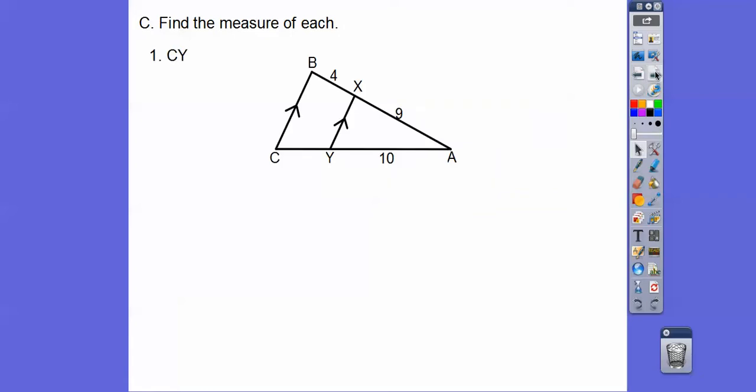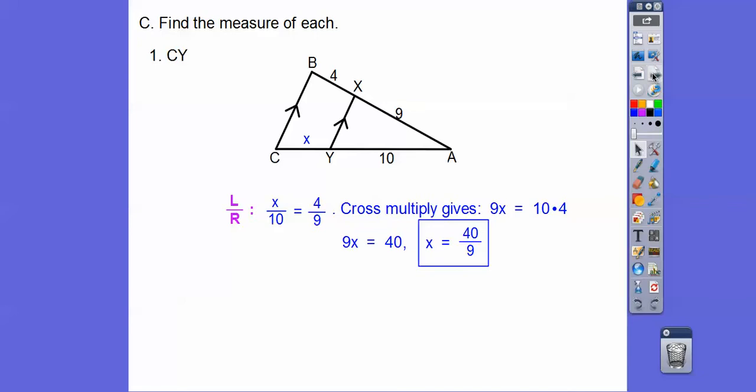So here we go. So they want us to find CY right there. So we'll just call that X right there. And then we'll just do lefty over righty, okay? Lefty over righty equals lefty over righty, and when you do that we can cross multiply, so we get 9x equals 10 times 4, which is 40, okay, and then divide by 9 we get 40/9, okay? I like improper fractions, okay?